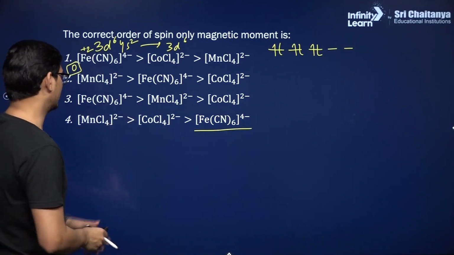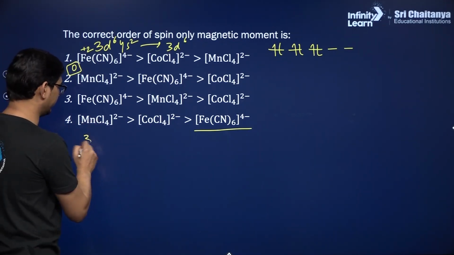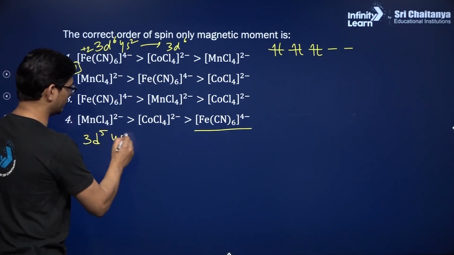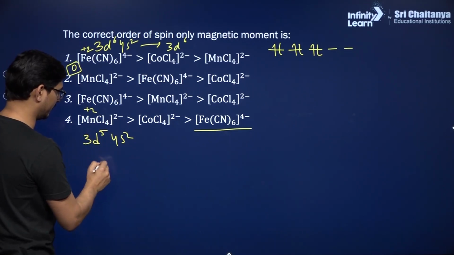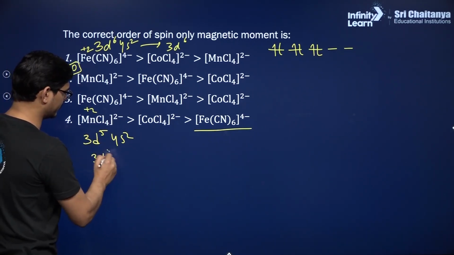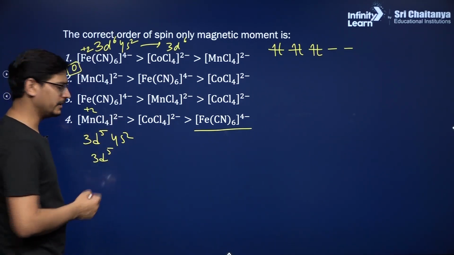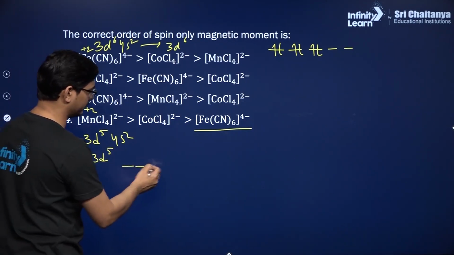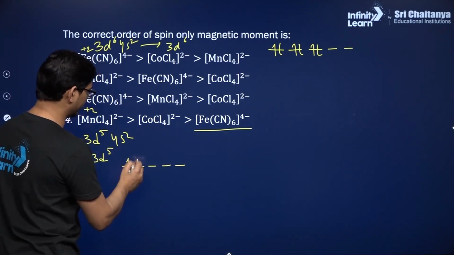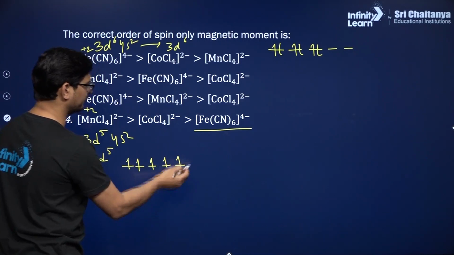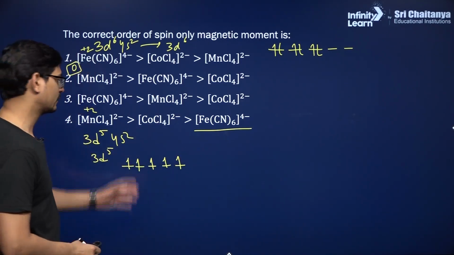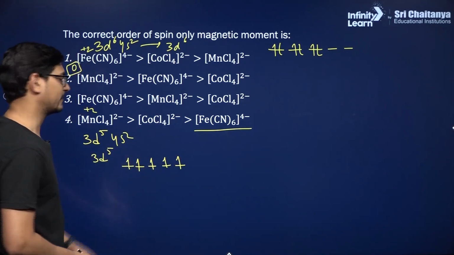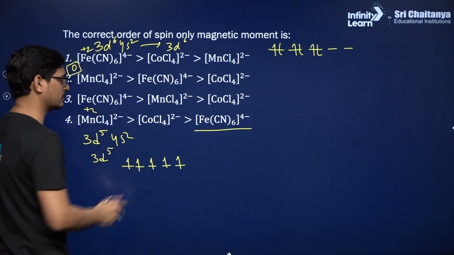Let us verify the other ones. Manganese is 3d5 4s2, and this is manganese 2+, so we have 3d5 4s0. Because chloride is a weak field ligand, it cannot cause pairing of d electrons, which means [MnCl4]2− has 5 unpaired electrons, right? So it has the magnetic moment corresponding to 5 unpaired electrons.